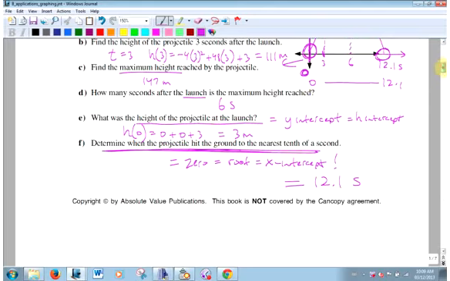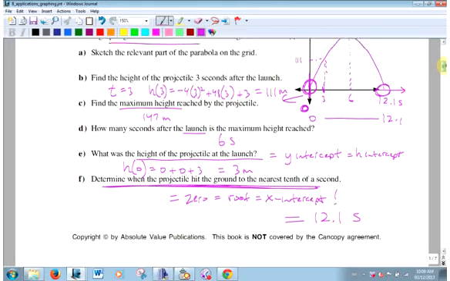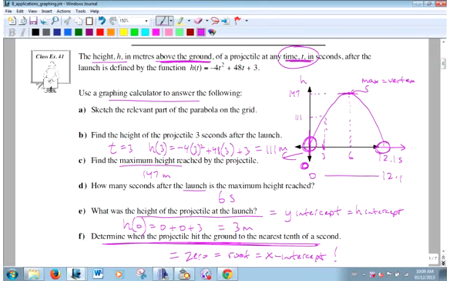Same thing for range. It doesn't ask it here, guys, but it might on the test. Range, it's every value less than or equal to 147, but do I have a lower limit on my range? Yeah, it doesn't go into the ground. It hits the ground at 0, right? So it's everything from 0 to 147. That's the range.